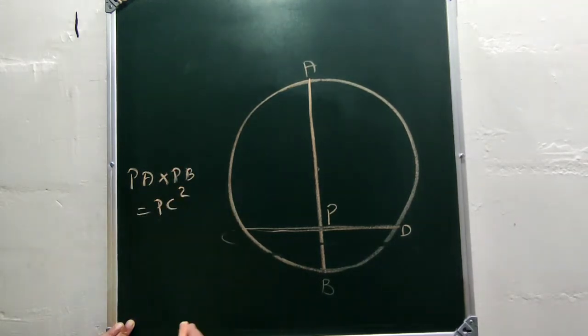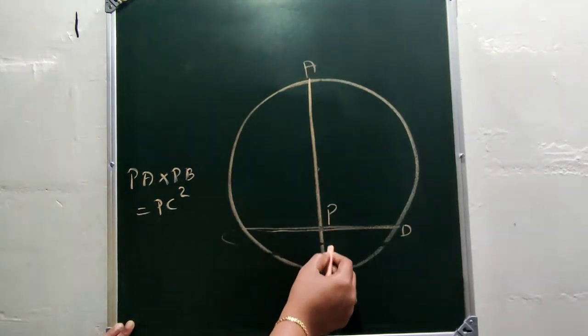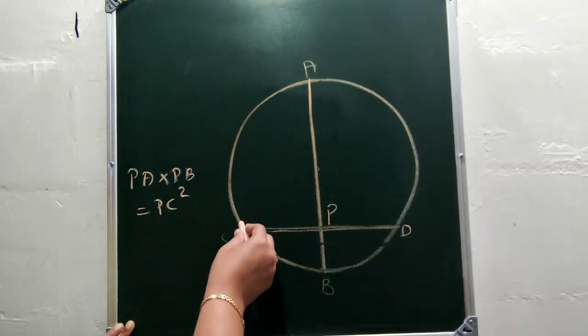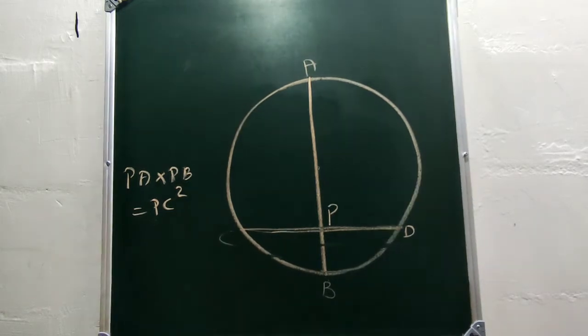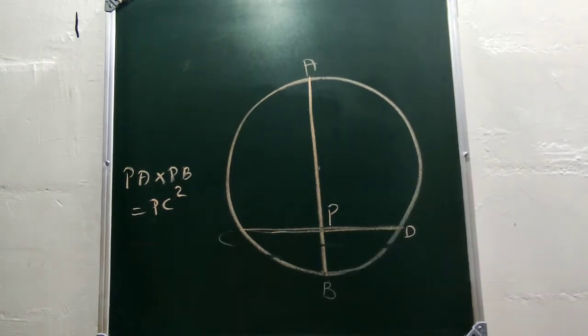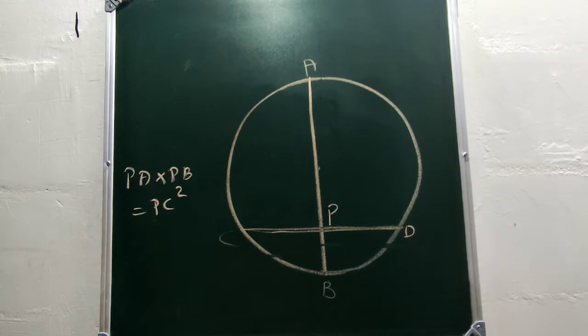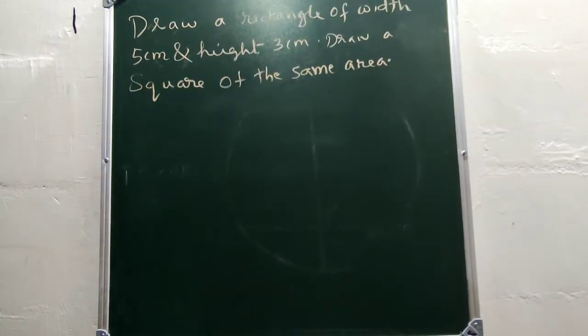That is, if we draw a rectangle using PA and PB and a square using PC, both have the same area. Using this idea, we are going to construct a square that has equal area to a rectangle. Question: draw a rectangle of width 5 cm and height 3 cm. Draw a square of the same area.